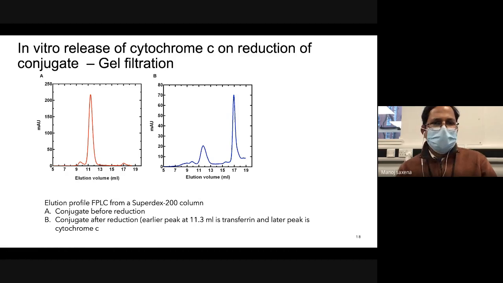And this result was further validated by using gel filtration chromatography. As I explained before, the principle of this gel filtration chromatography, you can see that before incubation, this conjugate was mainly one peak, and after the incubation in the reducing condition, I can see two different peaks denoting the two constituents of this conjugate. So by using different techniques, I was able to validate that if this conjugate system enters the cell, it will break into two independent components and can perform its function.